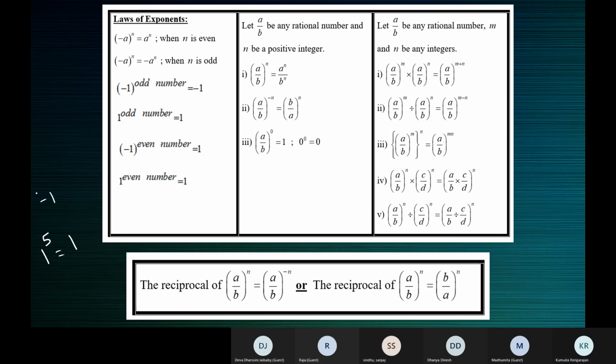Minus 1 raised to an odd power, say 3, will be minus 1 into minus 1 into minus 1. The minus will happen 3 times. 1 multiplied with itself 3 times is 1 only. Minus multiplied with itself 3 times is minus. So minus 1 to an odd power: if the base is minus 1 and the power is 3, it's odd, the answer is minus 1.